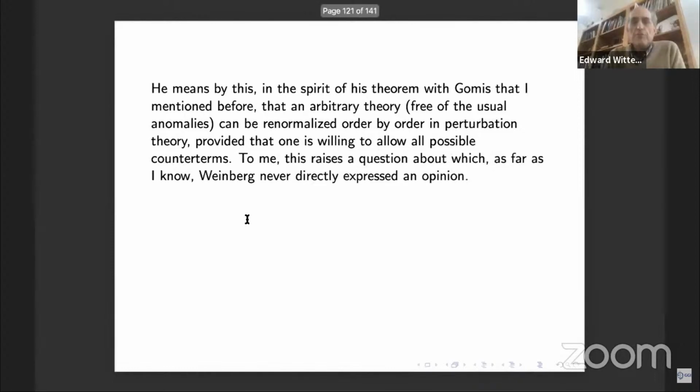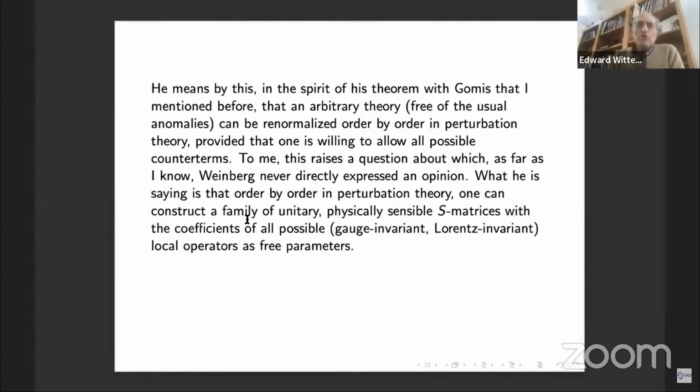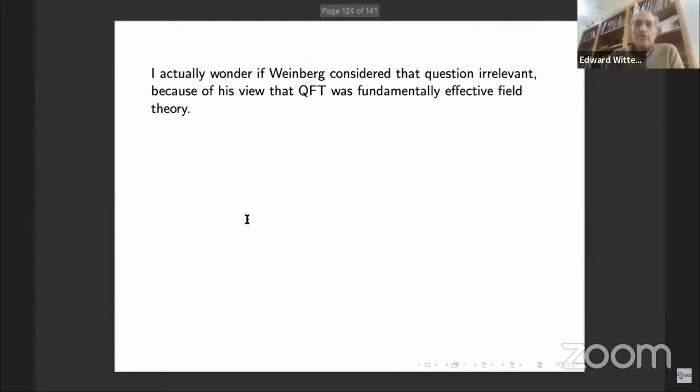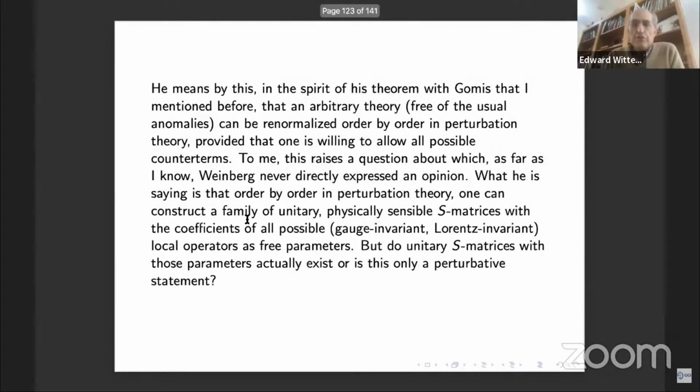So to me, this discussion by Weinberg raises a question about which, as far as I know, he never directly expressed an opinion. He's saying that order by order in perturbation theory, you can construct a family of unitary physically sensible S matrices with the coefficients of all possible local operators as free parameters. To me, this raises the question, do unitary S matrices with those parameters actually exist, or is this only a perturbative statement? To my knowledge, he never addressed that question. I never heard it, and I didn't see it in any of the papers.